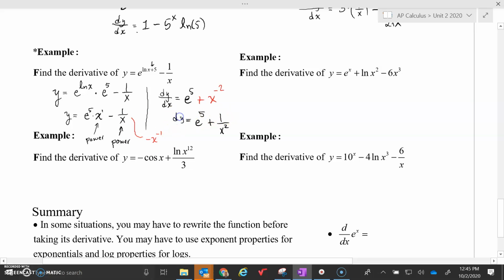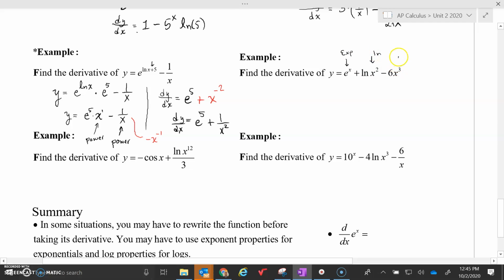So I feel like I'm rambling about that problem, but you know, retry these problems as you need to. So here we go. We're going to find the derivative of this, and this looks like an exponential. This looks like a log.